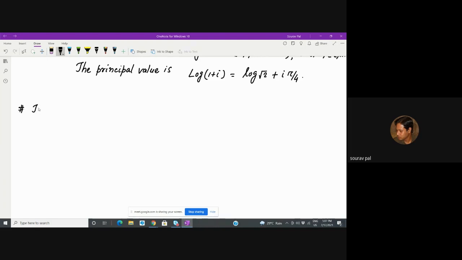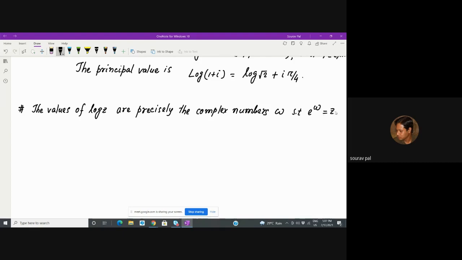The values of log z are precisely the complex numbers W such that e to the W is equal to z. So you just look at the statement. The statement tells us what the values of log z are: the values of log z are precisely those complex numbers W such that this equation holds.